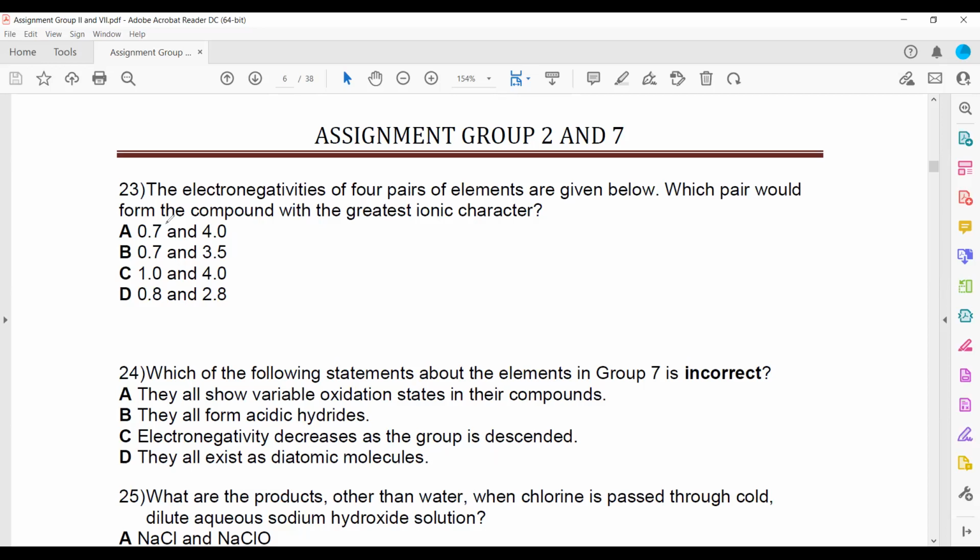So when we check the options, what is the difference? 0.7 and 4. So 4 minus 0.7 is equal to 3.3, the difference in electronegativity. When we check 0.7 and 3.5, the difference will come out as 2.8. You can also use the chat to state the answer. 4 minus 1 is equal to 3.0, and 2.8 minus 0.8 is equal to 2.0. So the highest difference in electronegativity is for A. So A is the right answer for this.